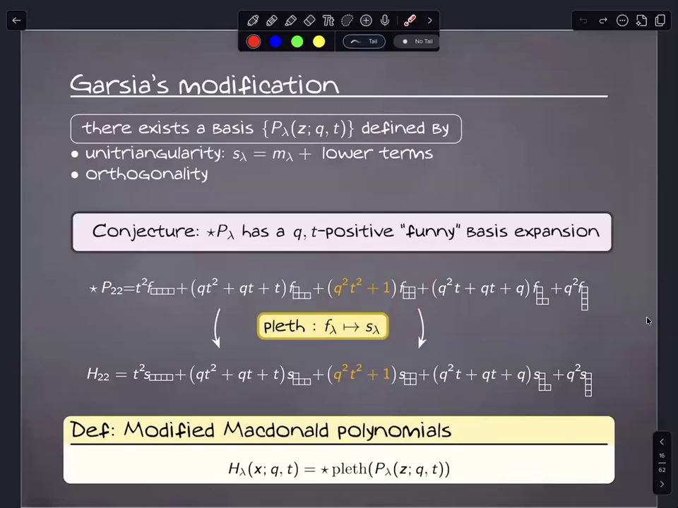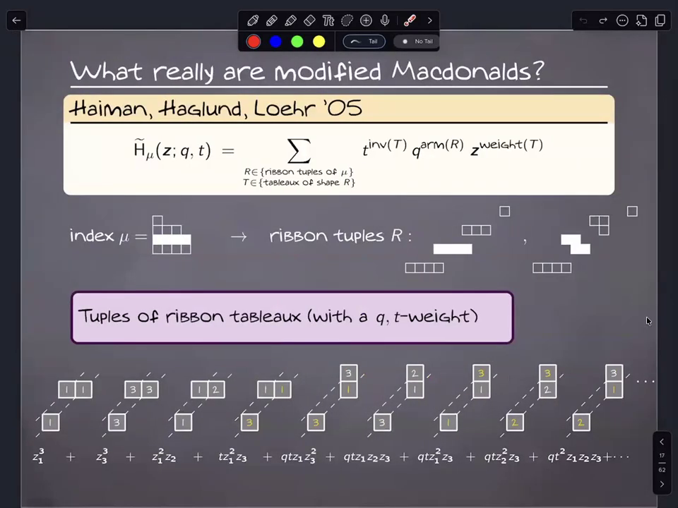Could we come up with a better definition than using this unitriangularity, to just directly define these with combinatorics? Because we know that there's the potential to define them as a QT positive something or other. So it took, I don't know, like 15 years or whatever, but Haiman, Haglund, and Loehr did do this. And in fact, there's a beautiful formula for Macdonald polynomials, very much like Schur functions. Macdonald polynomials are a basis for symmetric functions, so they're indexed by partitions.